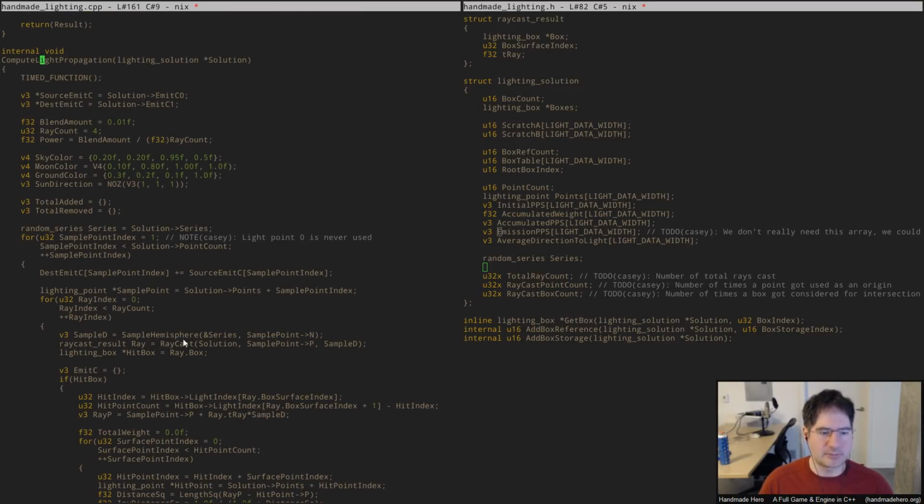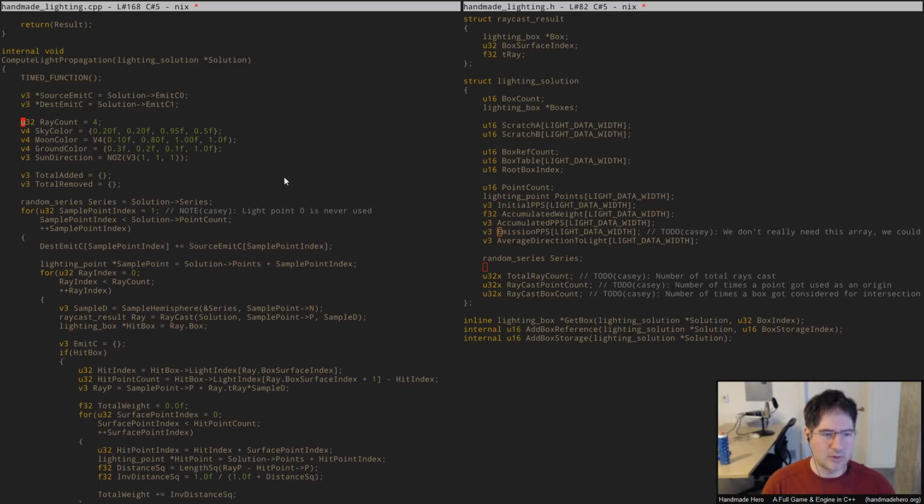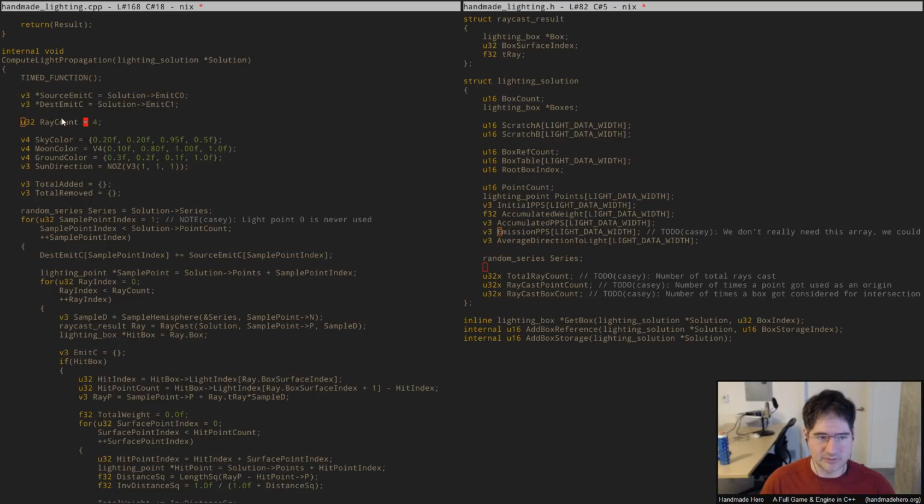Okay. So then when we go to compute light propagation, now we've got to update this routine to be more reasonable. Now, the nice part here is that the blend amount and the ray count and the power and all this stuff, I think, goes away now. I think we just don't care about any of that. It doesn't matter, so it can just be deleted. All we need to know is how many samples we want to take, which is the ray count, and that should be sufficient for our purposes. These values are all actually V3s here.